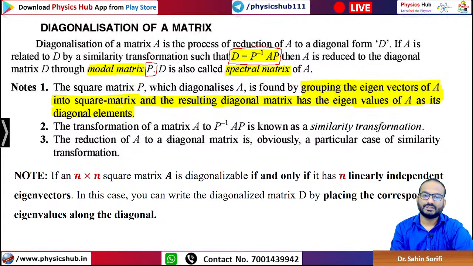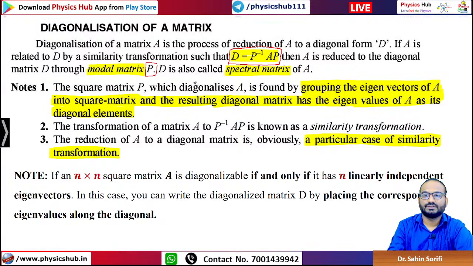The transformation of matrix A to P inverse AP is known as similarity transformation, as I told you. This is a particular case of similarity transformation. Similarity transformation is a more general thing, and diagonalization is one of its applications.